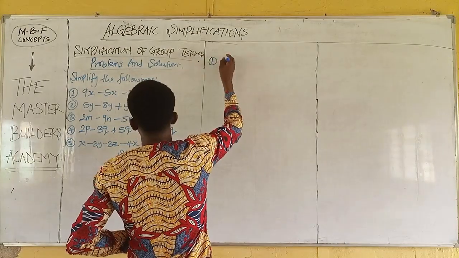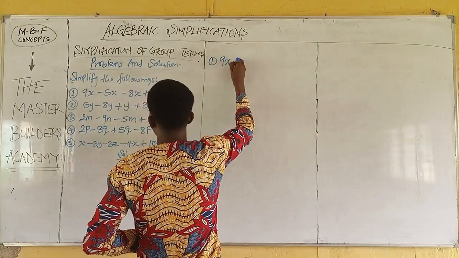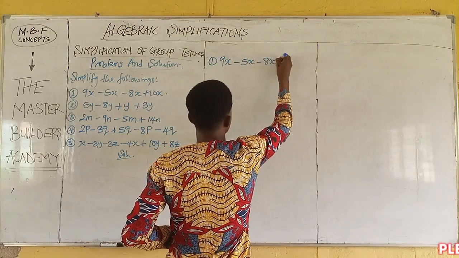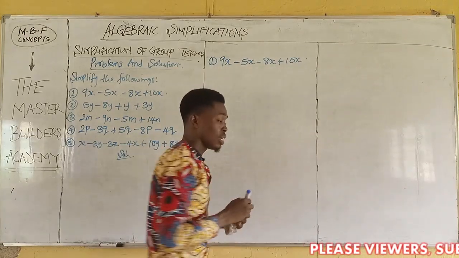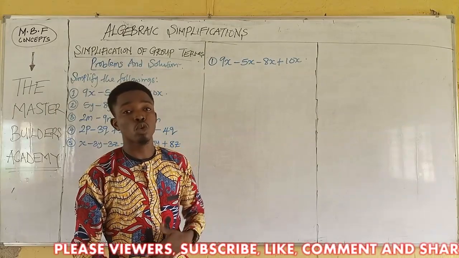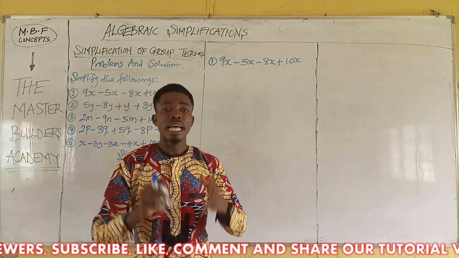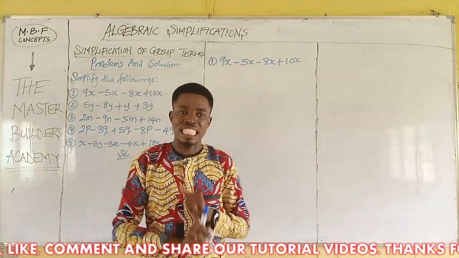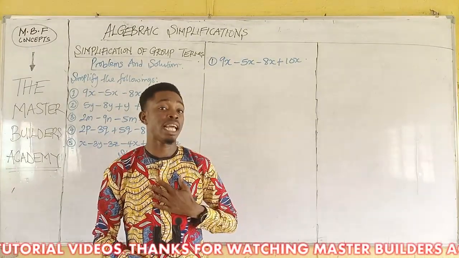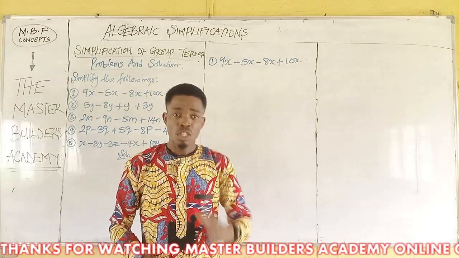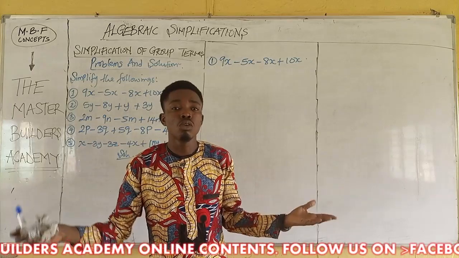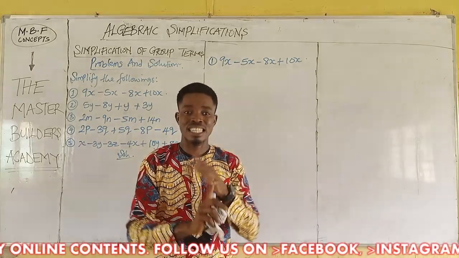Now we have 9x minus 5x minus 8x plus 10x. Now in this question, guys, this is very simple. All you need to do is to first identify the number of alphabetical letters that are there. And of course, guys, we only have one alphabetical letter there, which happens to be X. So now that we have only one alphabetical letter X there, all we just need to do is to arrange them by what? Sign condition.